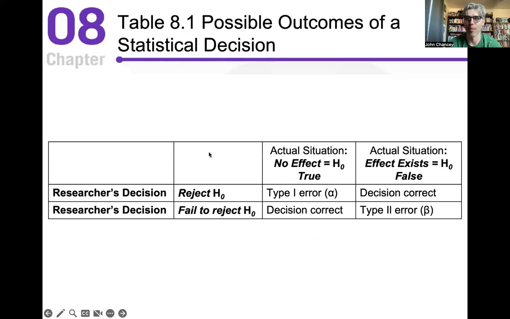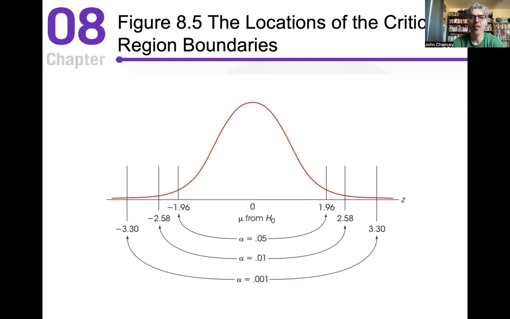But when we talk about probability, remember, we measure alpha as the probability of committing a type 1 error. We measure beta as the probability of committing a type 2 error. So this is a matrix to show you: if we reject the null hypothesis but there is no effect, we're committing a type 1 error. If we reject the null hypothesis and there is an effect, we make the correct decision. If we fail to reject the null and there is no effect, we made the right decision. But if we fail to reject and there is some kind of meaningful relationship going on there, then we've committed a type 2 error. And so these are those critical regions.